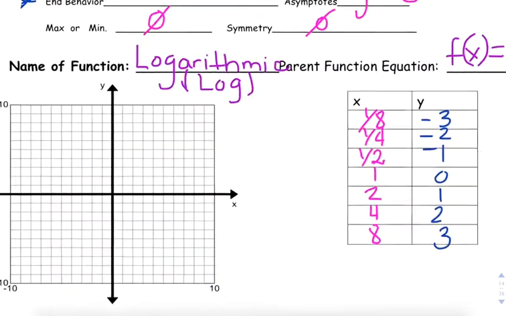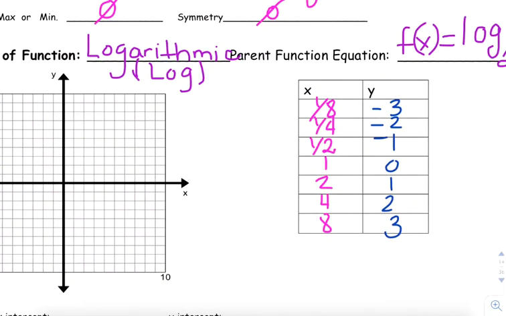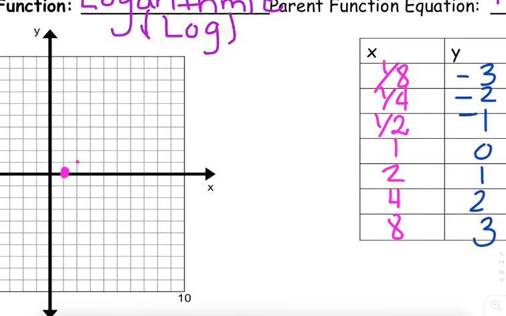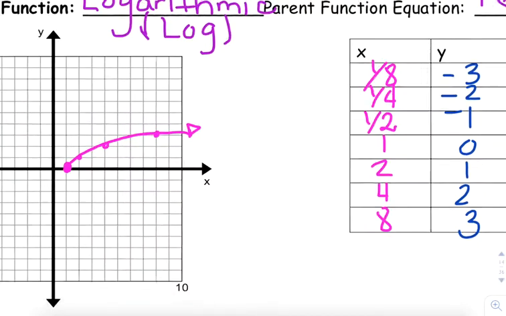Maybe start on the right side. That's where our nice and pretty points are. So we have 1, 0, 2, 1, 4, 2, and 8, 3. So on the right side, it's going to do something like this. And let's see what happens on the left.